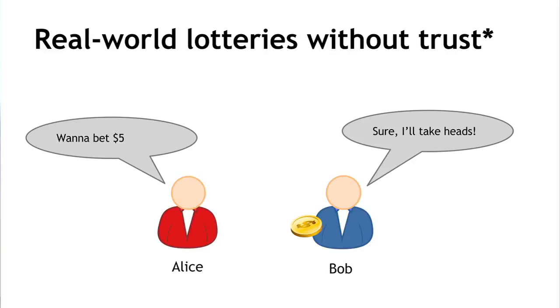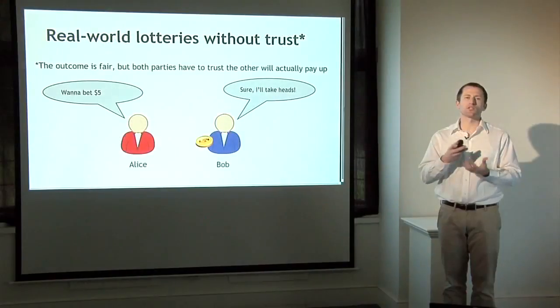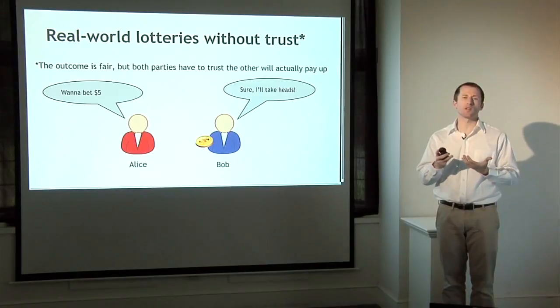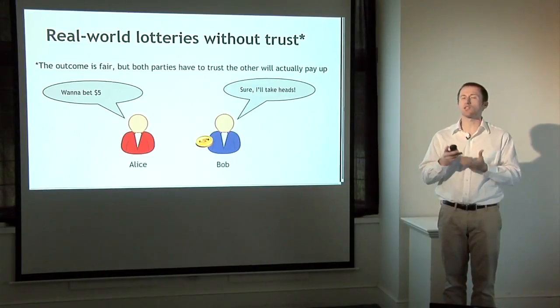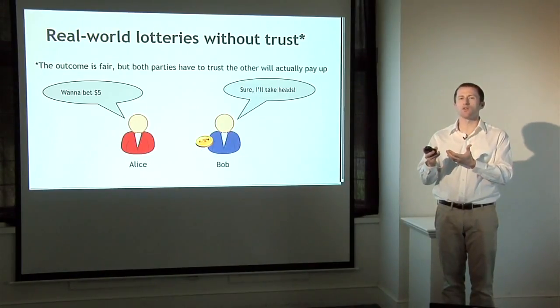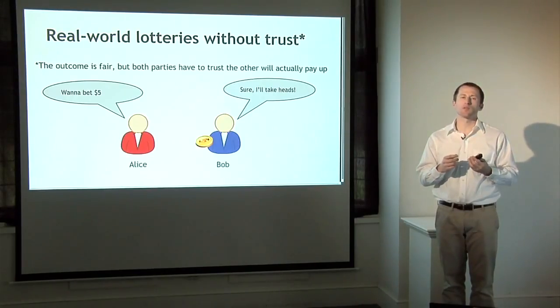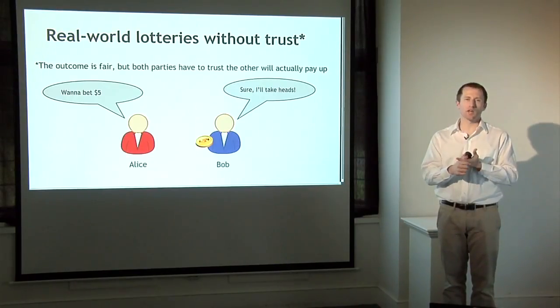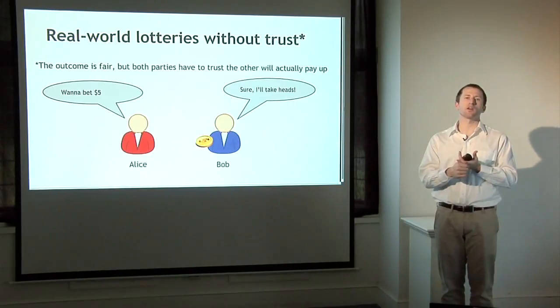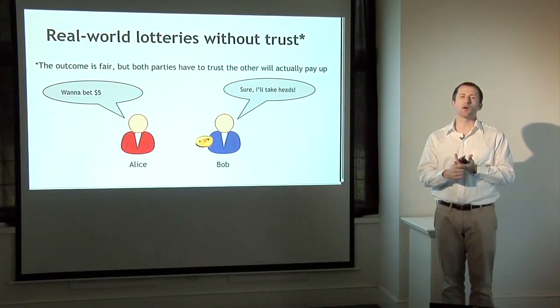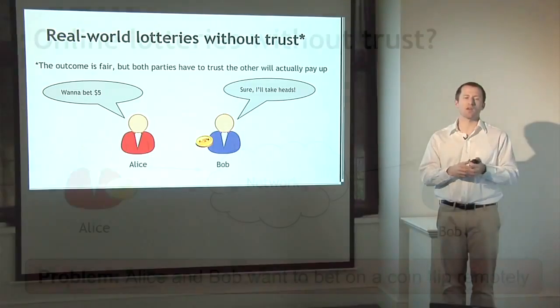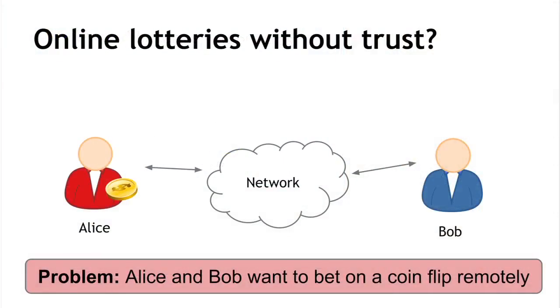And of course, they have to trust that whoever loses is actually going to pay. Maybe this isn't actually legally enforceable, so it's just an agreement of honor between Alice and Bob. That's a hard problem in the offline world. We'd like in the online world to do a lottery and solve both problems. So both the problem of generating randomness that both parties can agree is fair, and having the party who loses actually be forced to pay.